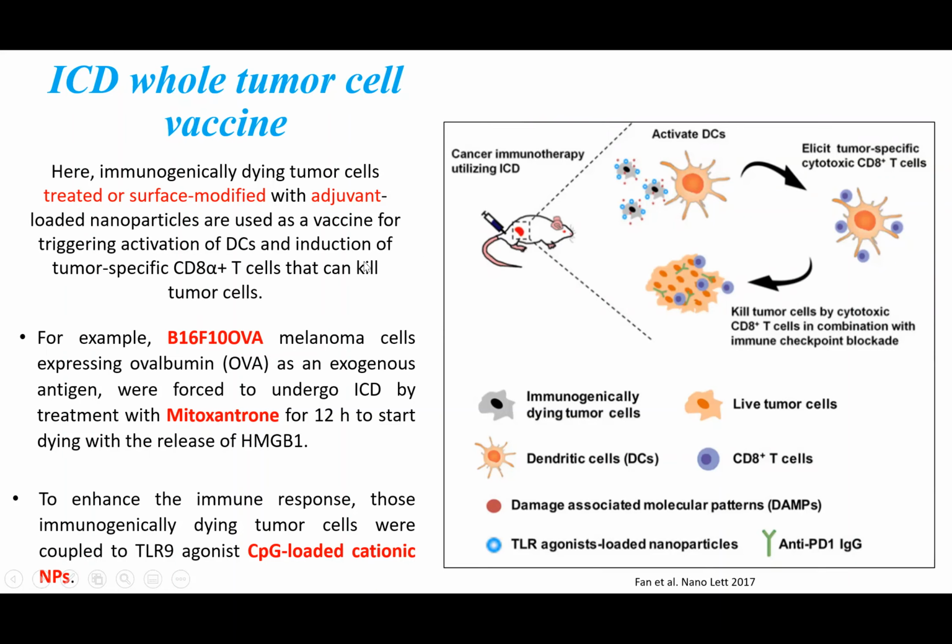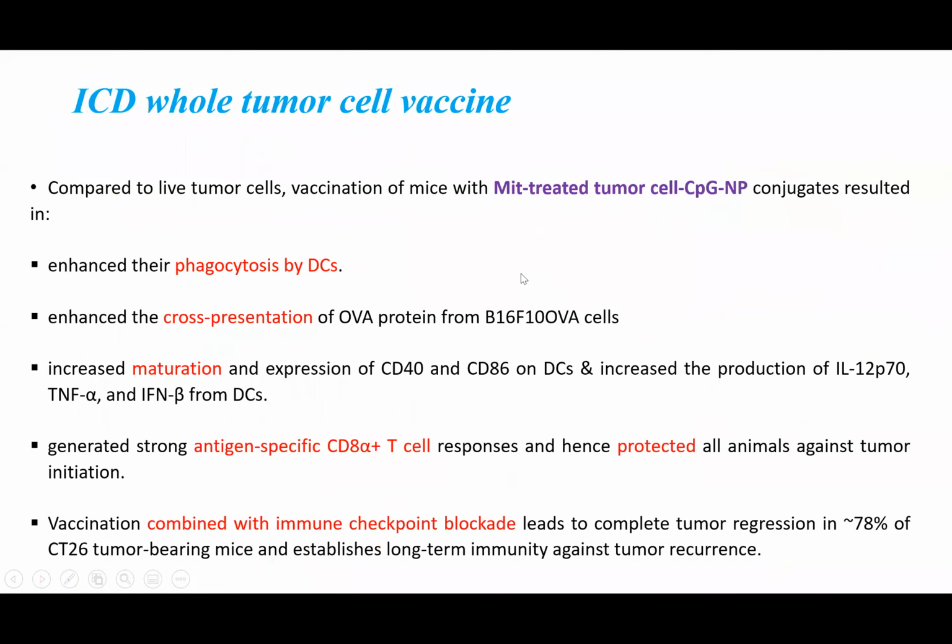Those cancer cells are pre-treated with mitoxantrone as immunogenic cell death inducer. And at the same time, the cancer cells are surface decorated with nanoparticles loaded with adjuvant to enhance the activity of dendritic cells. So after injection, the dendritic cells will uptake the antigens released by the immunogenically dying tumor cells and will be activated by the released DAMPs. And the matured dendritic cells will prime first the T cells, and T cells will infiltrate the tumor and attack the cancer cells.